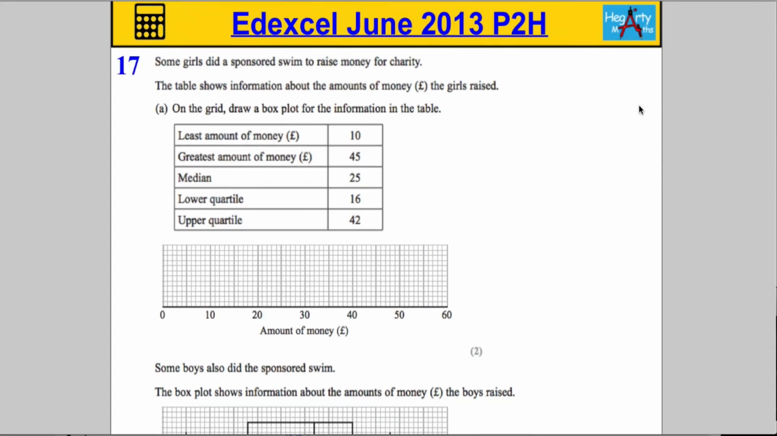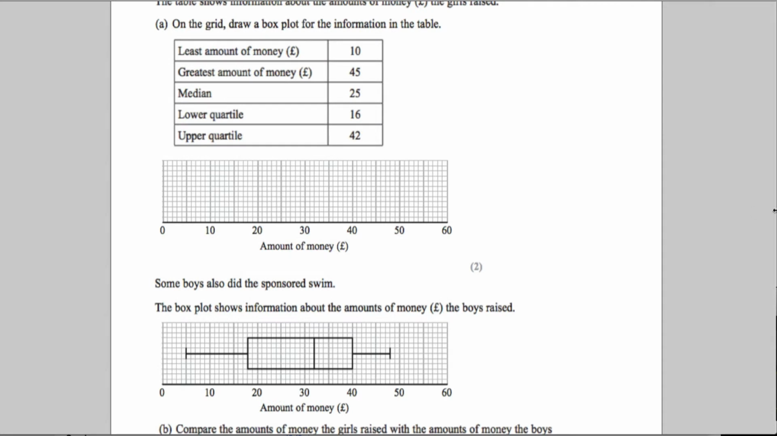Now, I'm just going to point something out here. It actually shows us exactly what a box and whisker plot looks like underneath. And then we've got a table of values here that we need to turn into a box and whisker plot. So hopefully, if you weren't even sure about how to do a box and whisker plot, you would be able to deduce exactly what to do from the picture.